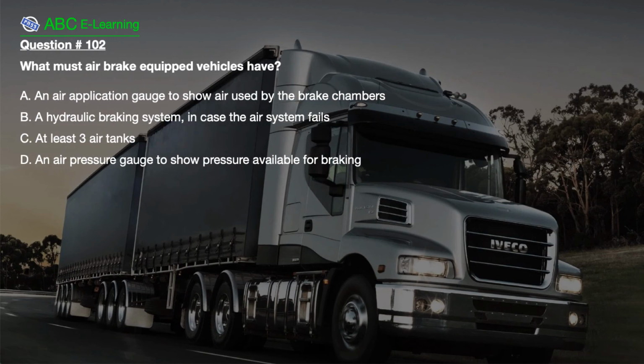Question number 102. What must air brake equipped vehicles have? A. An air application gauge to show air used by the brake chambers. B. A hydraulic braking system, in case the air system fails. C. At least 3 air tanks. D. An air pressure gauge to show pressure available for braking.